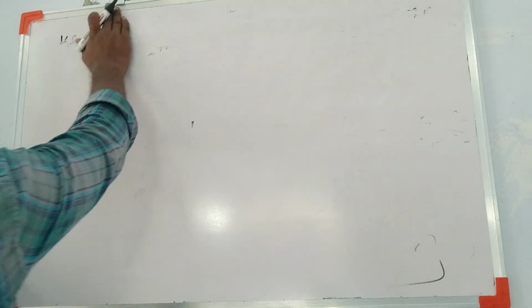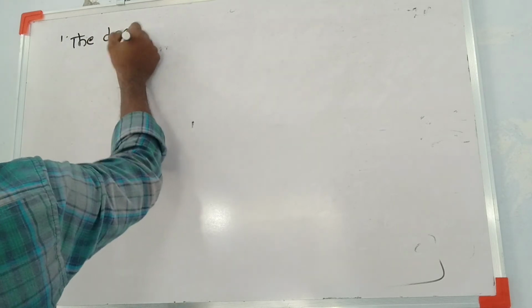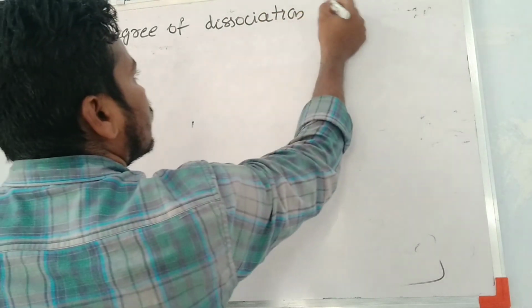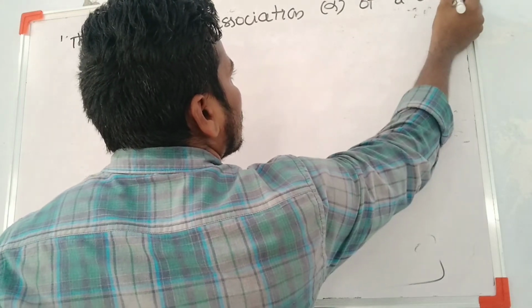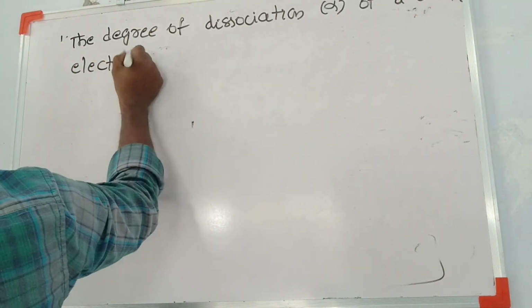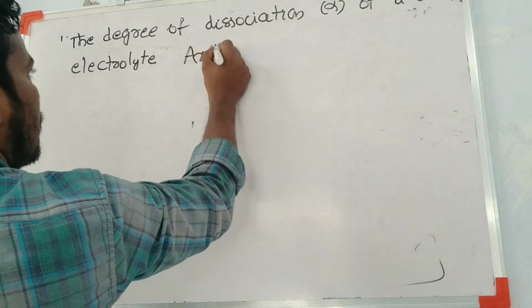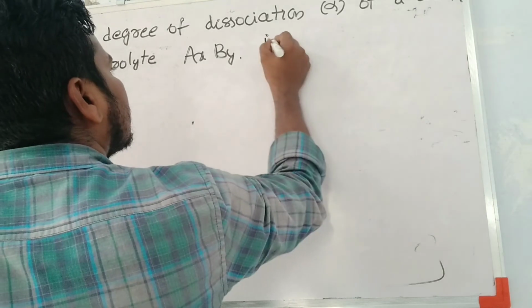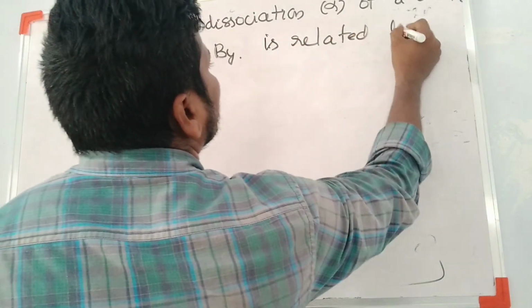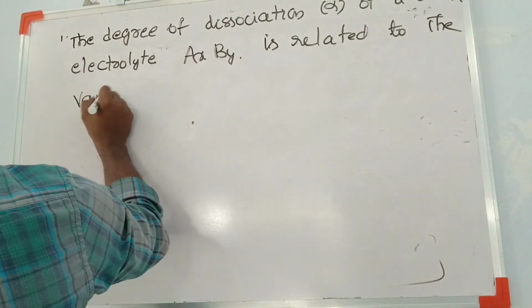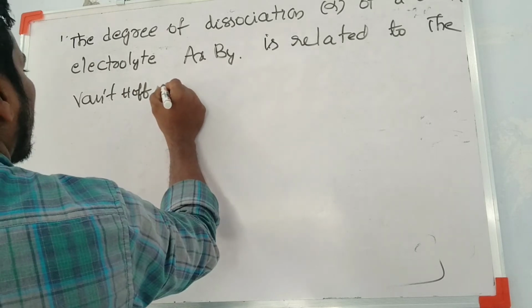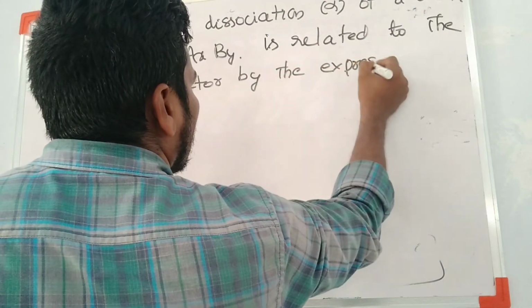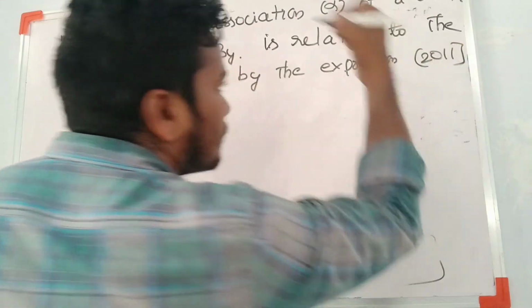This was asked in 2011. They are asking the degree of dissociation alpha of a weak electrolyte AxBy, related to the van't Hoff factor expression. In 2011 they asked this question.